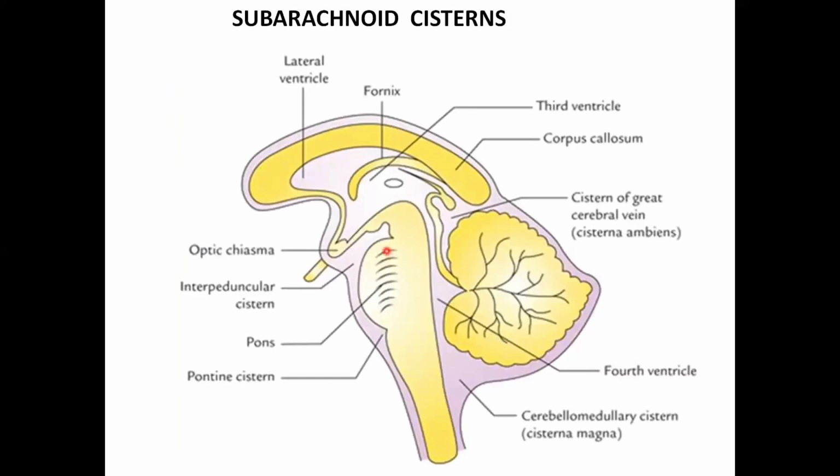So we have seen that the subarachnoid space is filled with cerebrospinal fluid. So this is our arachnoid mater, what is shown here. And we have seen that the arachnoid mater loosely covers the brain. At certain areas, what happens? These subarachnoid spaces are dilated. They are filled with large amount of cerebrospinal fluid. These dilated subarachnoid spaces are called subarachnoid cisterns.